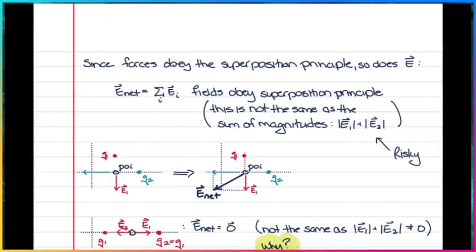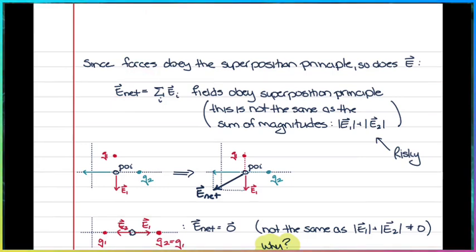And then again, another recap from last time is that since forces obey the superposition principle, so does the electric field. So we can talk about the net electric field, which is the vector sum of all the electric fields that are in the area. And again, the electric field itself is a vector, just like how forces are a vector.